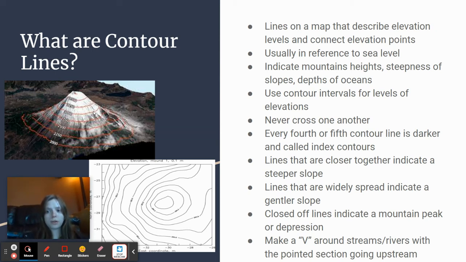Every fourth or fifth contour line is darker and is called index contours. Lines that are closer together indicate a steeper slope, and lines that are widely spread indicate gentler slopes. Closed-off lines indicate a mountain peak or a depression, and they usually make a V around streams or rivers, with a pointed section going upstream.